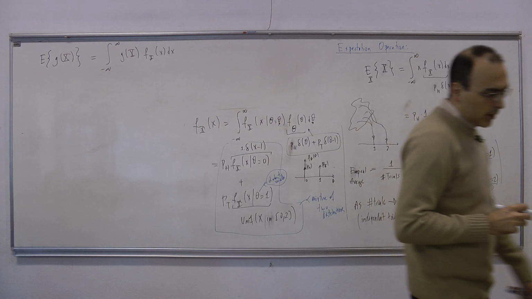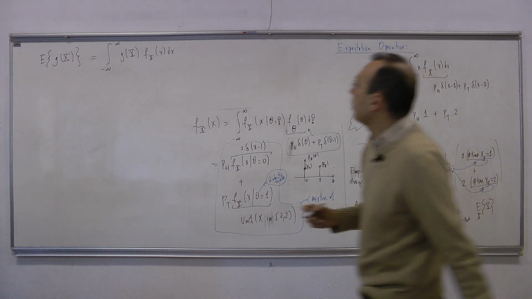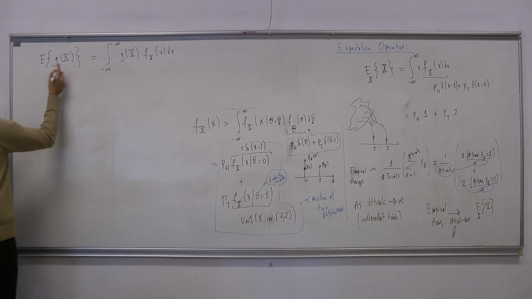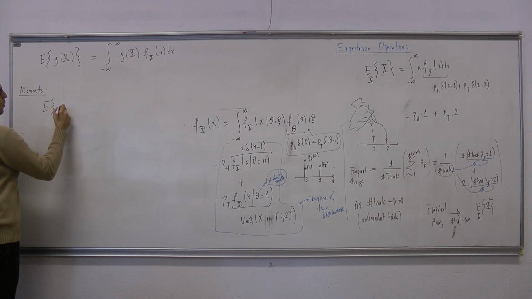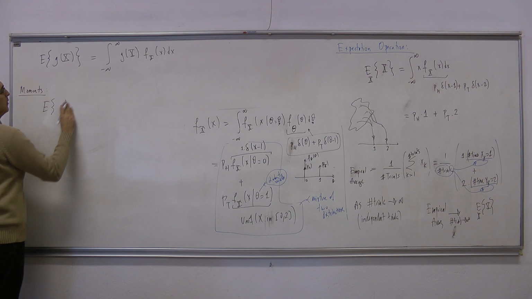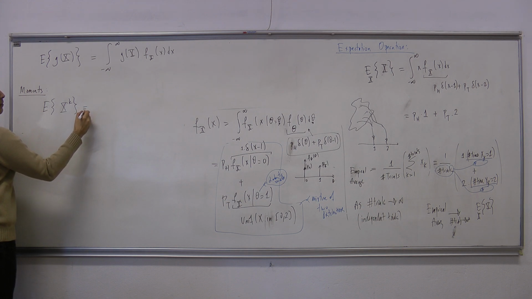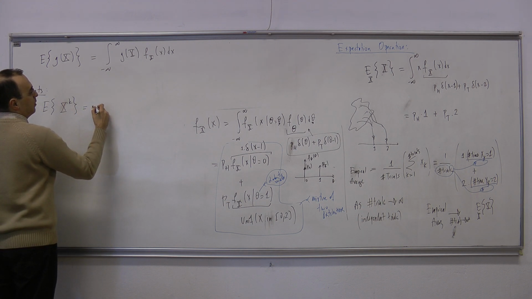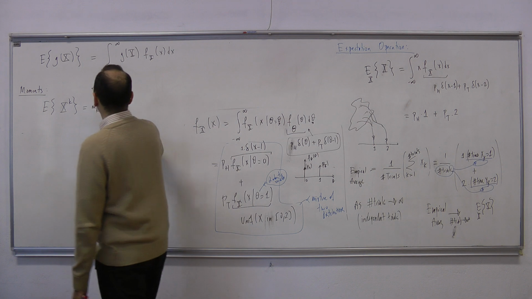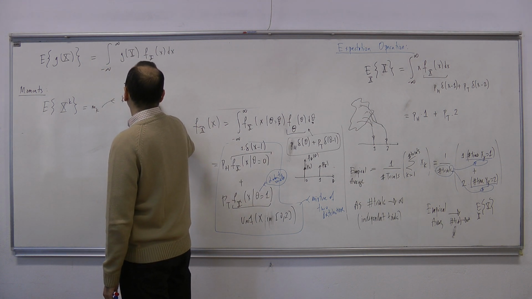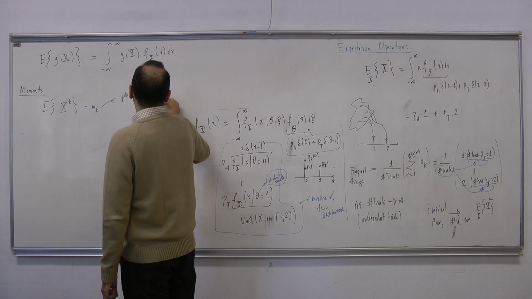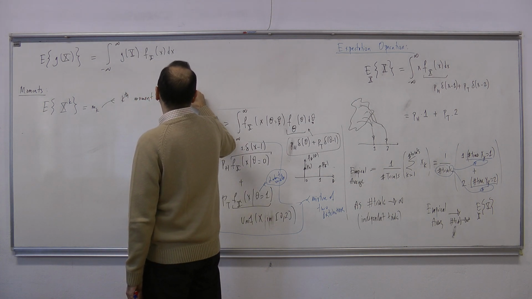Okay. So what else? Yes, once we have that, given this, now we have some interesting results, moments. So expected value of x of k, capital X of k. This is called kth moment of random variable x. Okay.